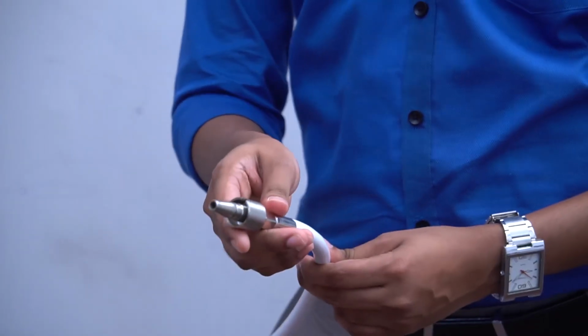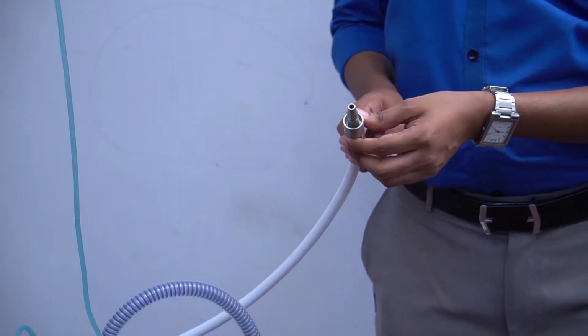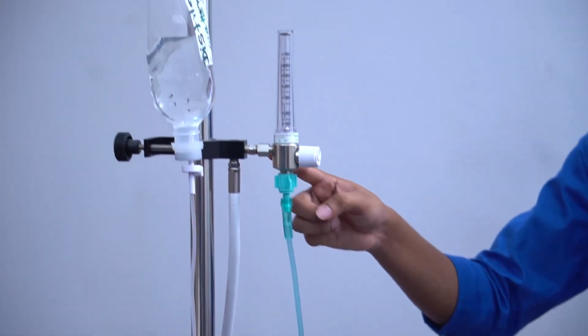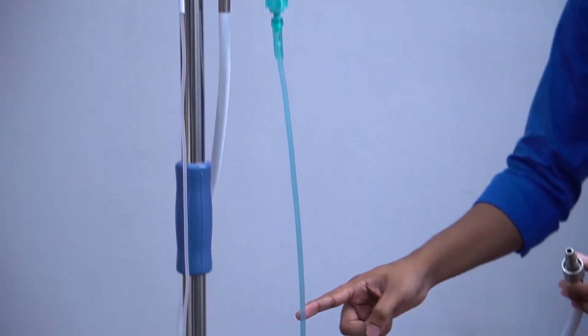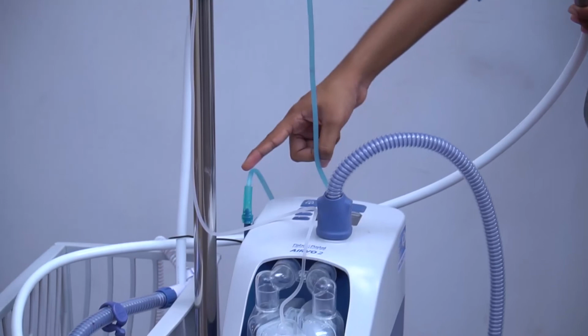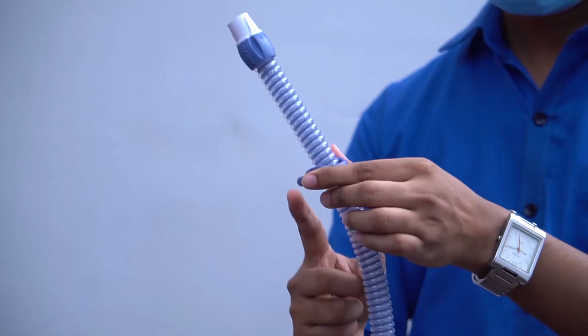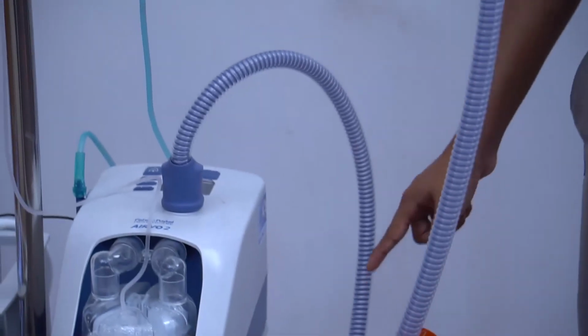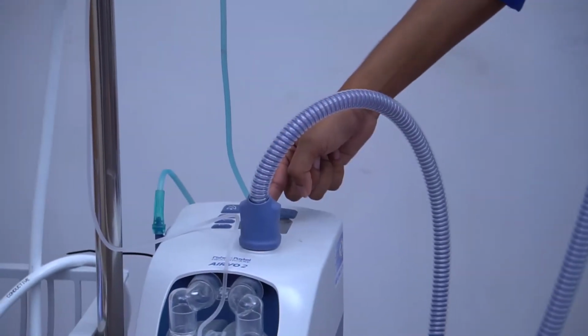The oxygen source, a cylinder or wall oxygen, is to be connected to the main unit. The blue tube which connects the patient to the system should be connected to the main unit.